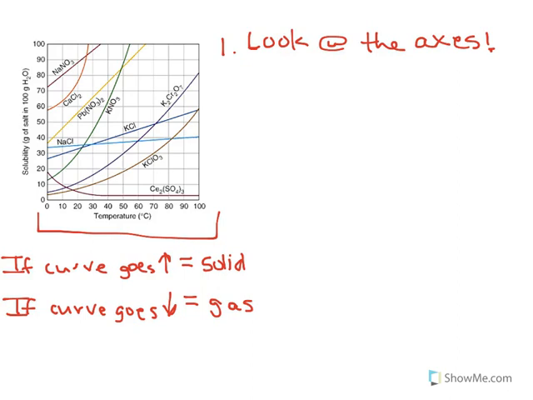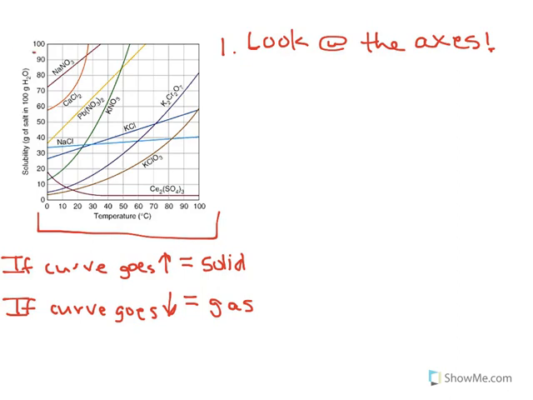Okay, so the really big idea there, guys, is what direction the curve is going. If it's going up, you're talking about a solid, which most of these are. Most of them are going up. We have only one that is going down, and that's the Ce2(SO4)3, and that means that it's a gas. So first thing you want to do, look at that axis, figure out what you're looking at. These are all solids, this one's a gas.